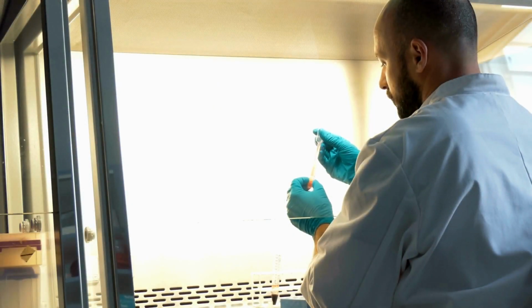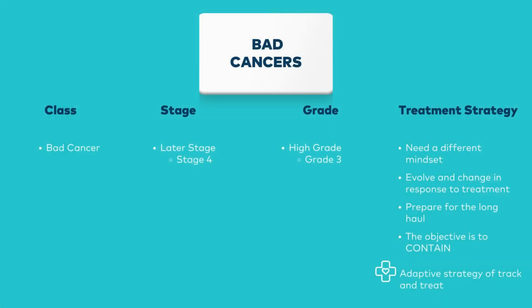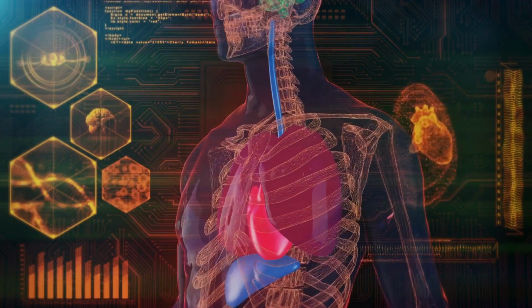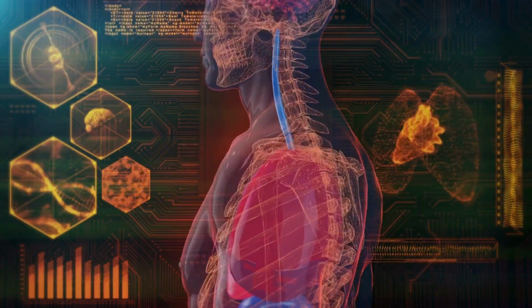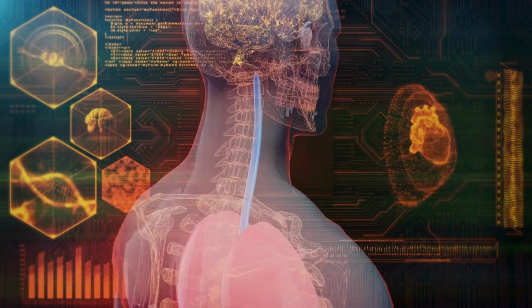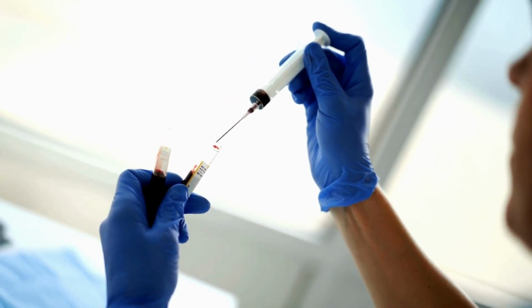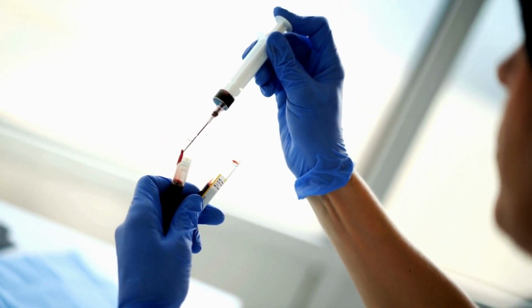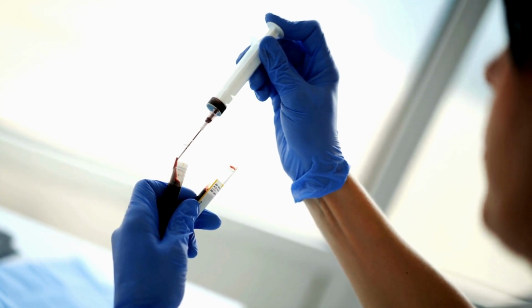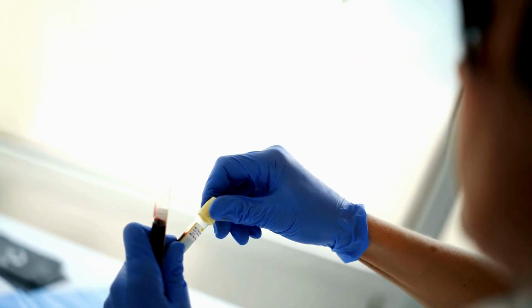There are some newer treatment opportunities for bad cancers. Track and treat is a fairly obvious strategy, but potentially powerful. A bad cancer evolves its response to treatment. Track and treat is an adaptive strategy, monitoring the changes in the cancer and adapting the treatment accordingly. The new technology of liquid biopsy is an important opportunity in this regard. Liquid biopsy is a simple blood test, along with genetic sequencing to track evolutionary changes in a cancer.